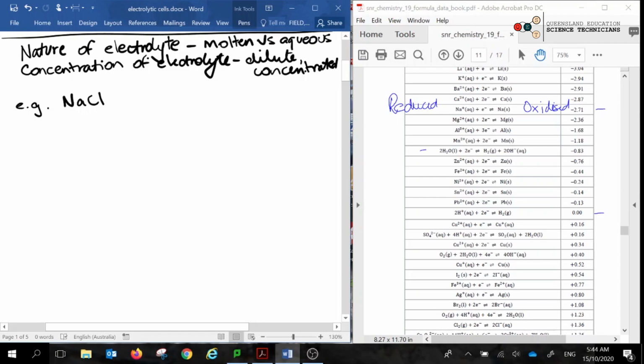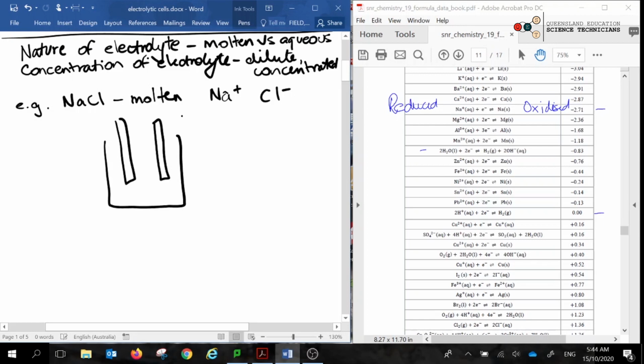So we're going to use sodium chloride as an example to start with, and we're going to start with molten. If it's molten and it's pure, the only ions present will be sodium ions and chloride ions. So if we think about our electrolysis situation, we have our negative cathode and our positive anode. Remember, anode is oxidation, and at our cathode, we'll have reduction. Then I've just got to put my electrolyte in. Oppositely charged ions will attract, so my sodium ions go to the cathode and my chloride ions go to the anode.